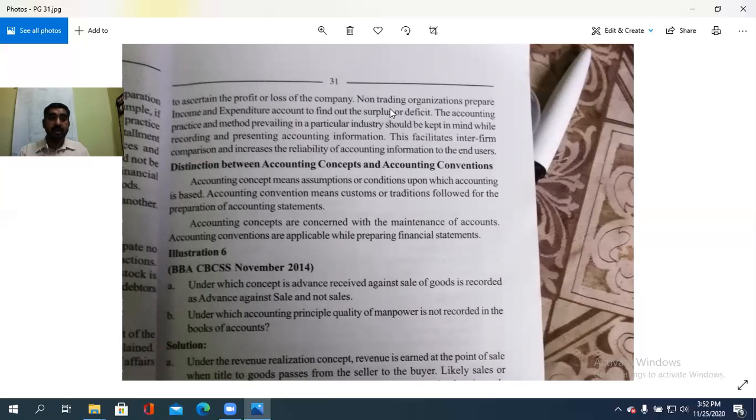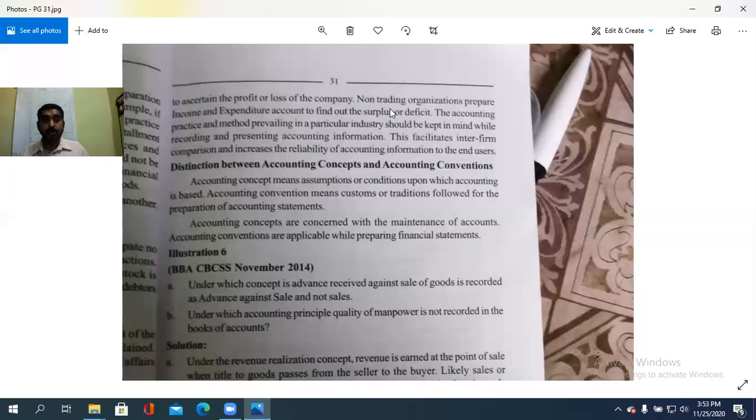For a trading concern, P&L account, whatever, how much is the expenses going out of the business, how much income is coming into the business. So the accounting practice and methods prevailing in a particular industry should be kept in mind while recording and presenting accounting information. Such a thing facilitates inter-firm comparison and increases the reliability of accounting information to the end users.